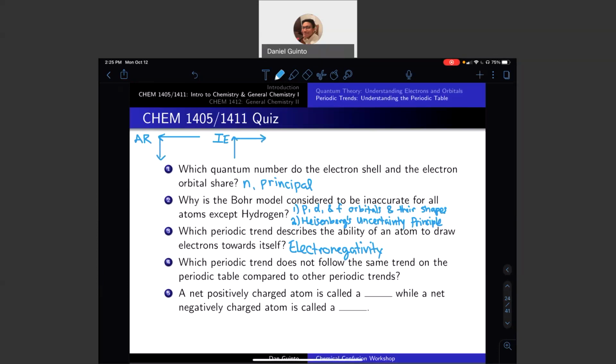And then for electron affinity, you went from down to up, and then left to right. And then electronegativity, as you can pretty much predict at this point, goes down to up and then left to right in this case. So the answer in this case would be atomic radius.